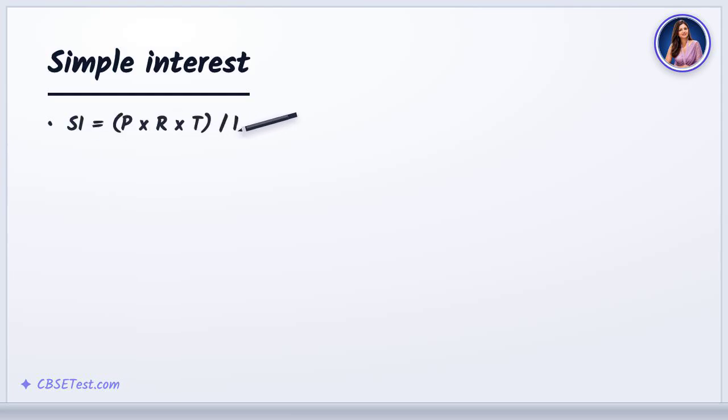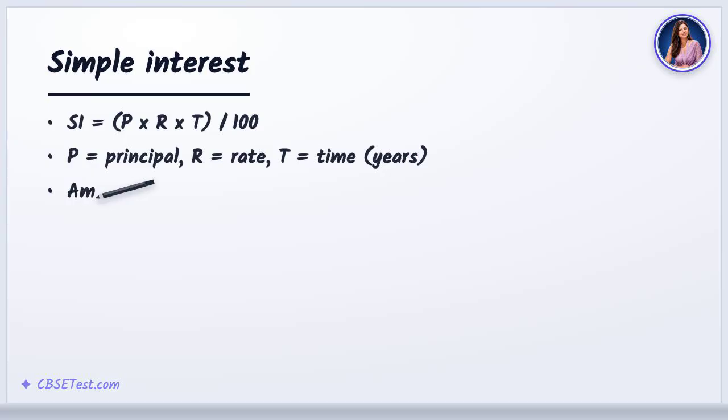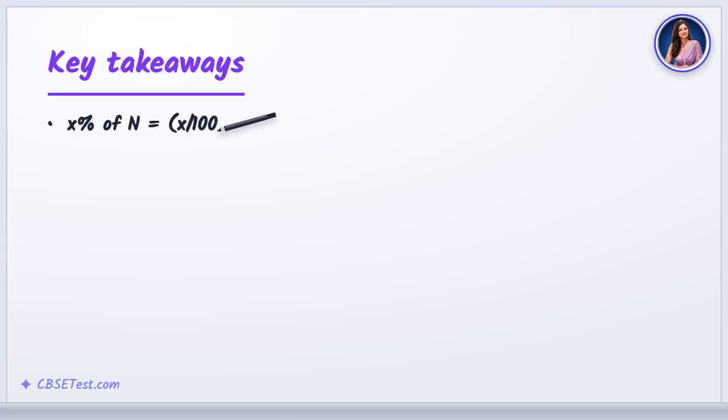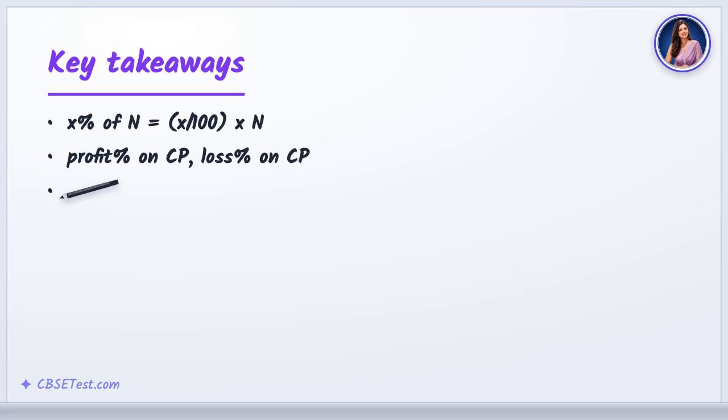Simple interest is principal times rate times time divided by 100. Add it to the principal to get the total amount. To recap, a percentage is out of 100. Profit and loss percents are always on the cost price, and simple interest is PRT over 100.